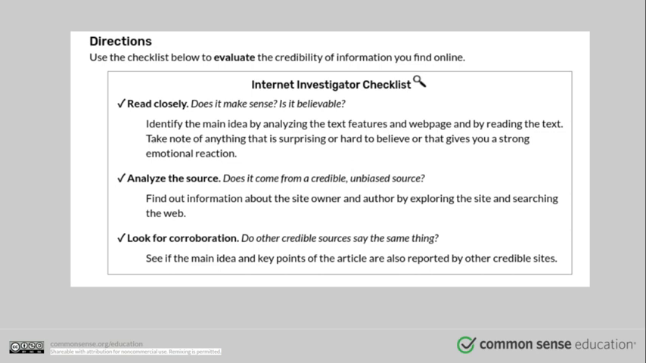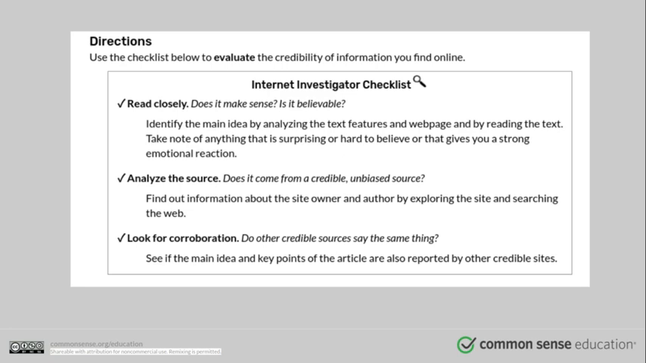Now, Common Sense Media has given us some information that can help us when we are trying to determine whether something is credible or not. It's called the Internet Investigator Checklist, and it has 3 items. Every time you read an article that you want to evaluate, you take these 3 steps and determine if it's credible or not. So the first one is read closely.